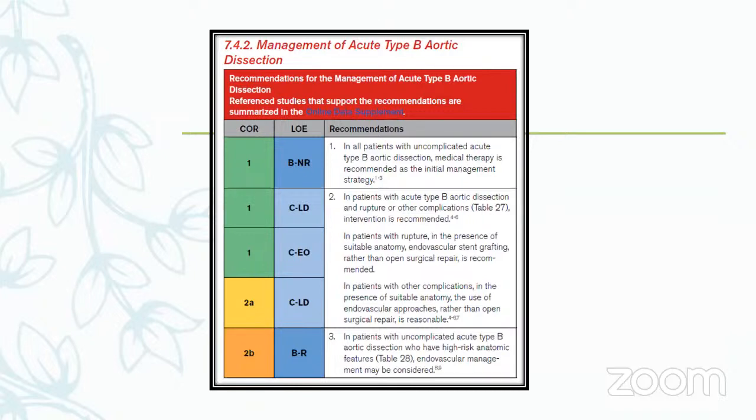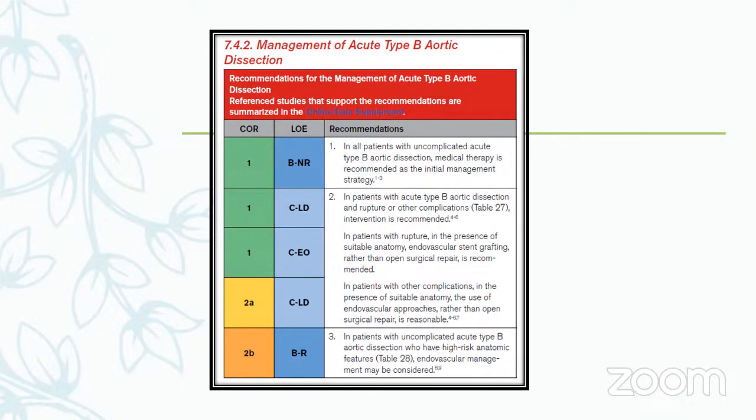So what is the management of acute type B aortic dissection? In all patients with uncomplicated acute type B aortic dissection, medical therapy is the class 1 indication. And in patients with complicated acute type B aortic dissection, intervention is recommended and it is a class 1 indication. So if the complication is rupture, endovascular stent grafting is a class 1 indication if the anatomy is suitable for the endovascular technique.